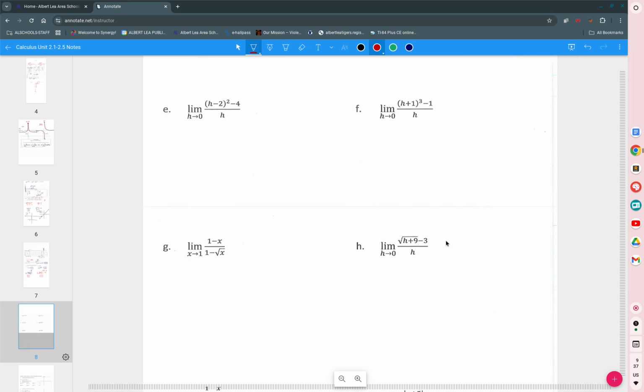Uh-oh, letter E. I try plugging in 0. And I get 0 minus 2 is -2 squared is 4. So I get 4 minus 4 over 0, or 0 over 0. So that means there's hopefully some way to cancel something off and reduce. I'm going to square out the h minus 2. If you square that out, what do you get? h squared minus 4h plus 4 minus 4 all over h.